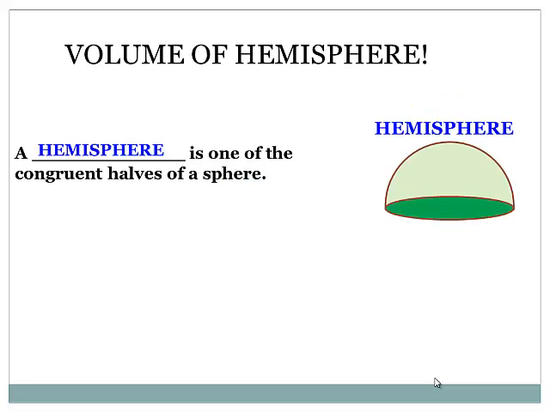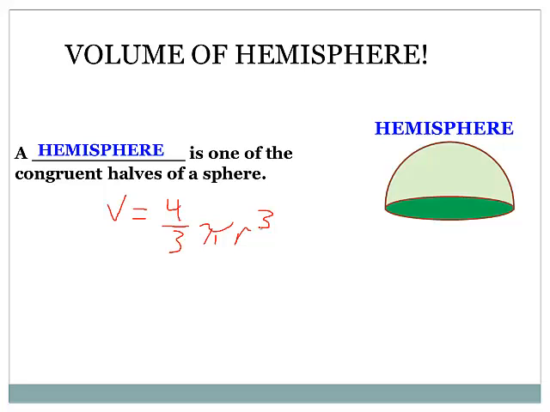Alright, moving on to the volume of a hemisphere. A hemisphere is one of the congruent halves of a sphere. To find the volume of the hemisphere, remember the volume of the entire sphere is 4/3 pi r cubed. Now to get the hemisphere, it's half of it.